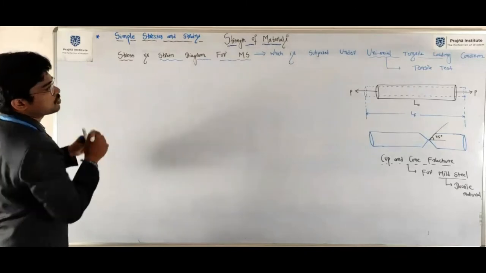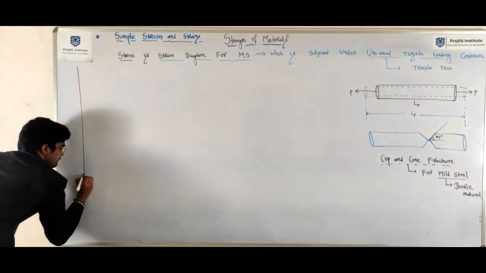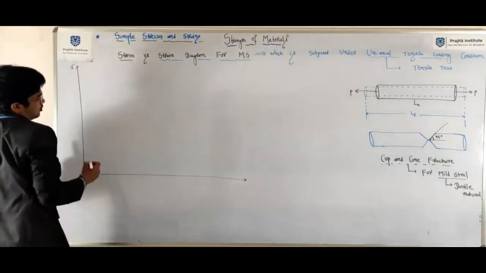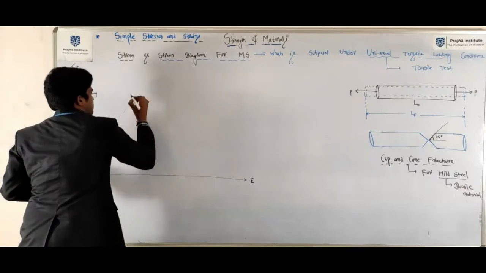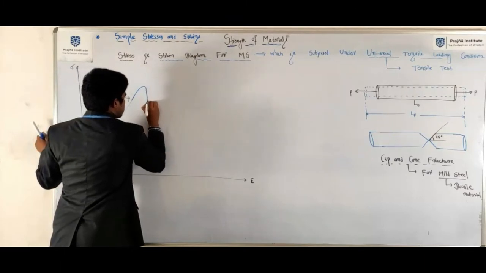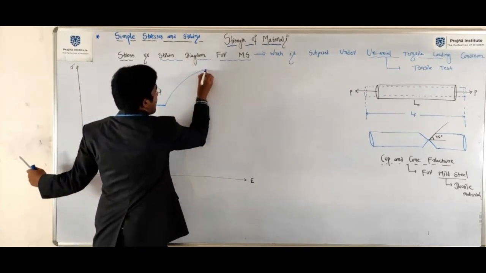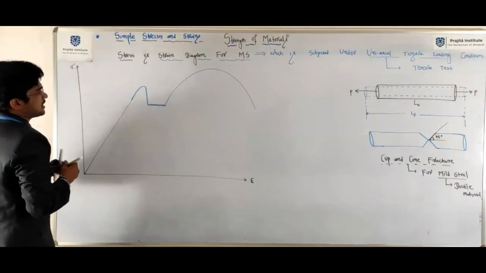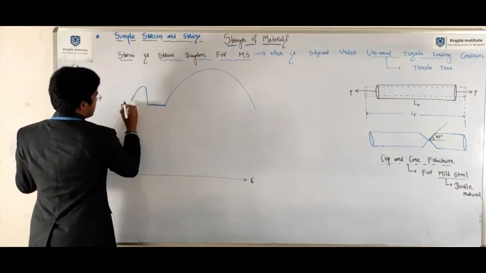Okay. Now we need to focus on the stress versus strain diagram. First, draw the stress versus strain diagram. Stress is taken on the y-axis, strain on the x-axis. From here to here, it will come like this, and yielding will occur. Then this is the stress versus strain diagram. Now from here to here, it will be the proportionality limit.